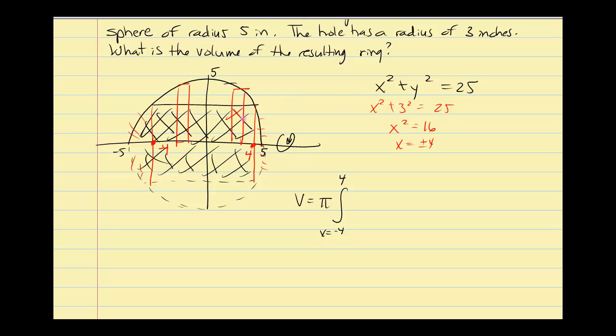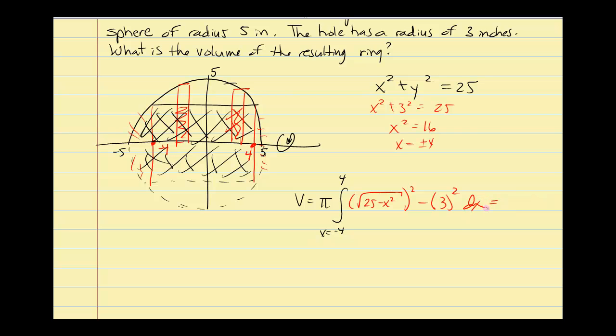Now this entire chunk has to be cut out of the vertical rectangles. So I have an outer radius minus my inner radius. My outer radius is root 25 minus x squared, quantity squared. I'll rewrite that so you can see the negative. Minus our inner radius, which is 3 squared, 3 quantity squared. Vertical rectangles, I have a dx.